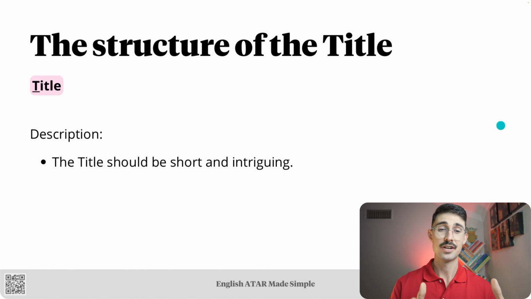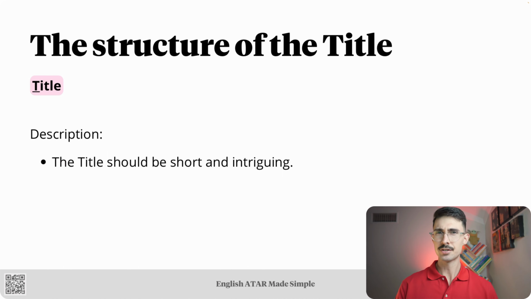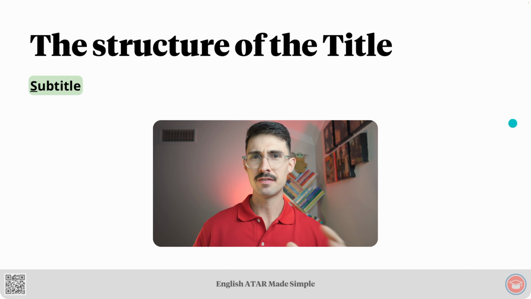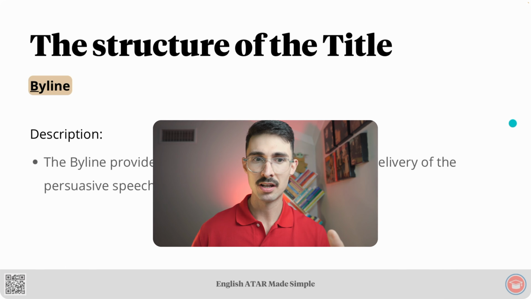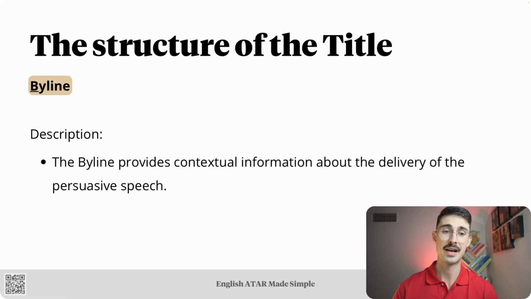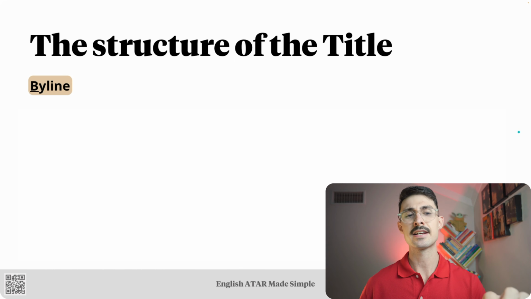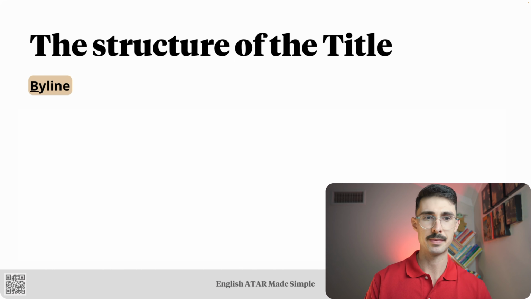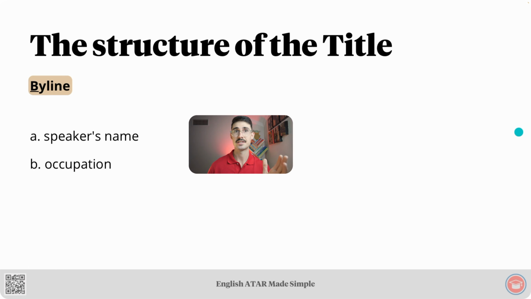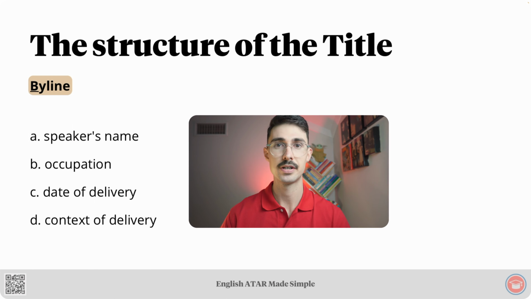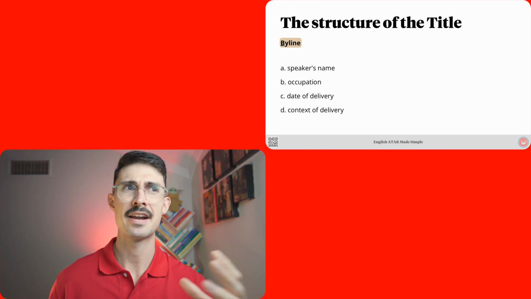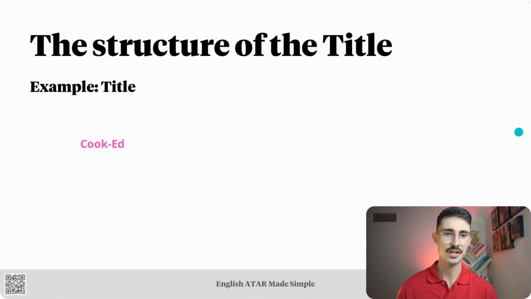The title should be, firstly, short and intriguing. Note, alliteration and puns are great ways to make the title sound interesting. Next element of the title is the subtitle, and the subtitle gives additional information about the contents of the persuasive speech. From there, we have the byline, and this provides contextual information about the delivery of the persuasive speech. And that contextual information includes the following aspects. Firstly, we mention the speaker's name, then the speaker's occupation, the date of delivery of the speech, and finally the context of the delivery. That all sounds like a bit much, but when we have a look at an example, you'll see it's actually pretty straightforward. Firstly, we have the title.